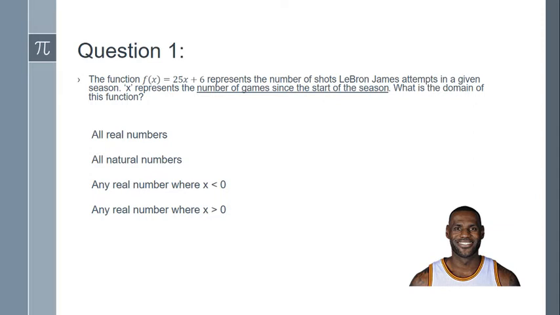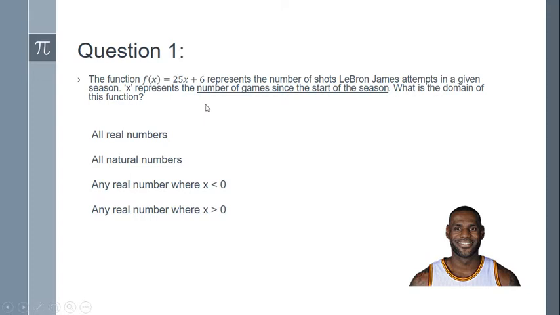So let's go ahead and read what this function is representing here and what the domain is representing. Remember, the domain is all the possible x values. And here it's telling us that x represents the number of games since the start of the season. So when I'm trying to decide what the domain is, what are the possible inputs for that number, ask yourself three questions. Can it be a negative number? Can it be 0? Do positive numbers make sense? And then lastly, what about fractions or decimals? Would they make sense?